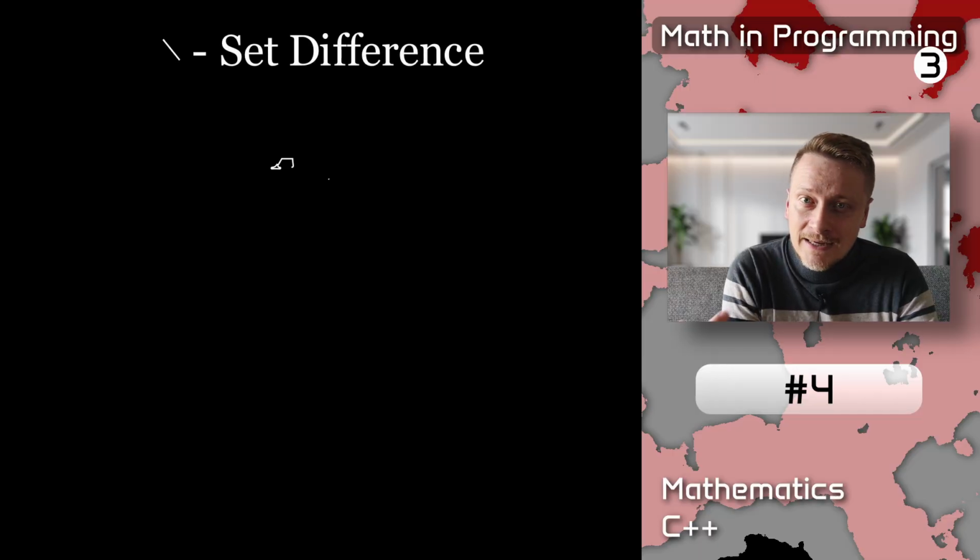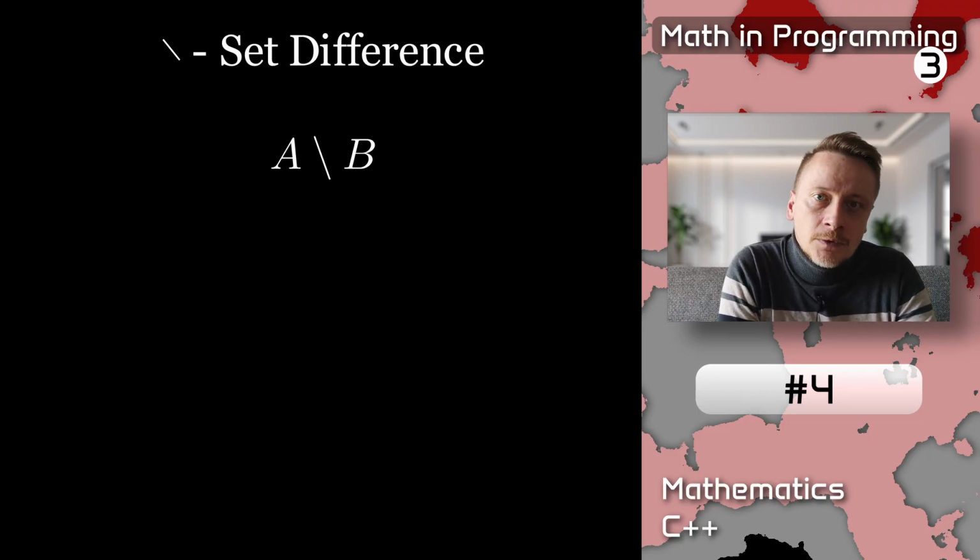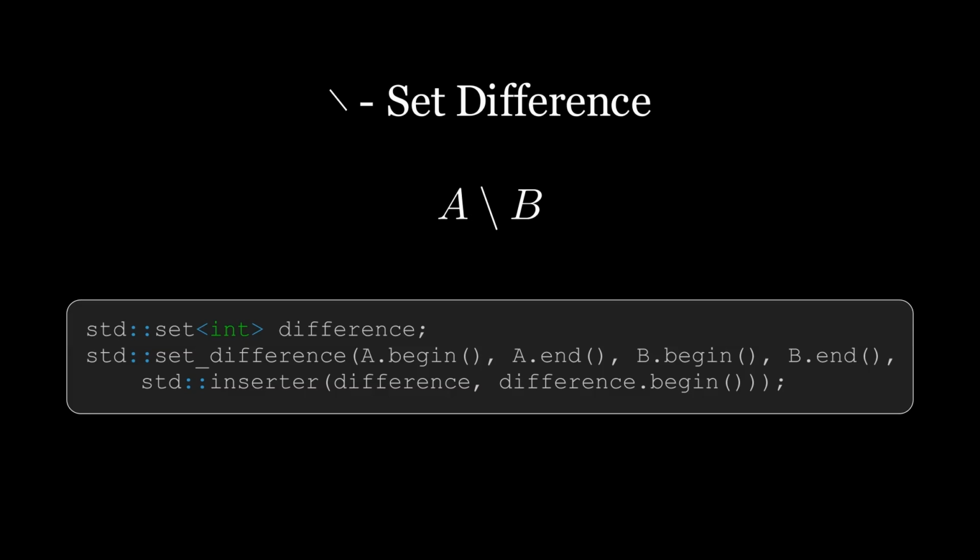We've previously covered set union and set intersection. Let's add another fundamental operation to our toolkit, set difference. This finds every element that is in set A but not in set B. And just like before, the C++ standard library has a direct and efficient tool for the job, std::set_difference.